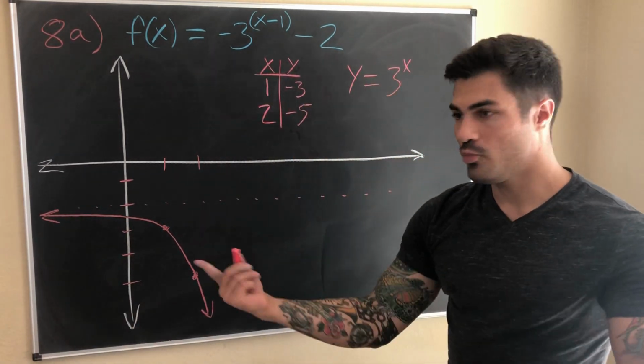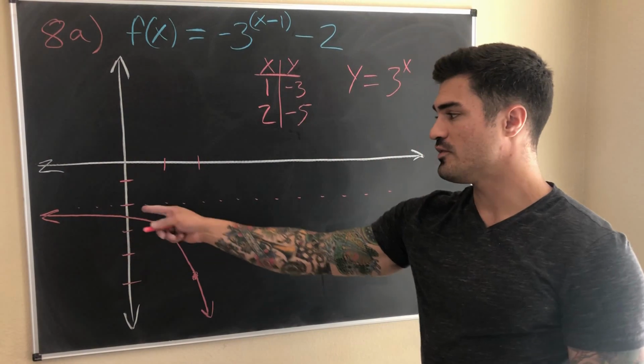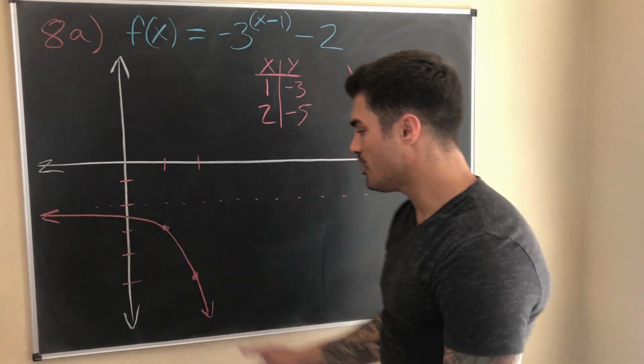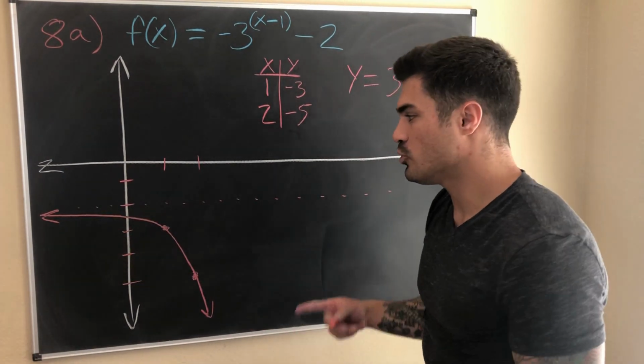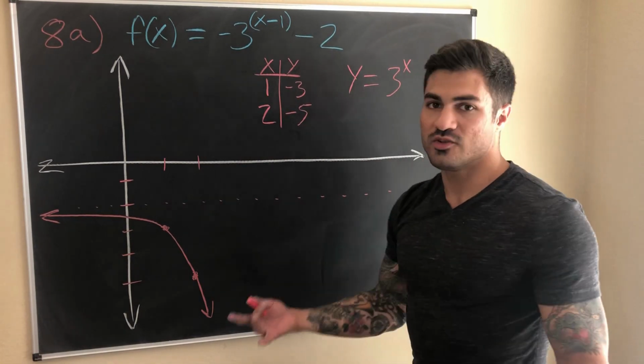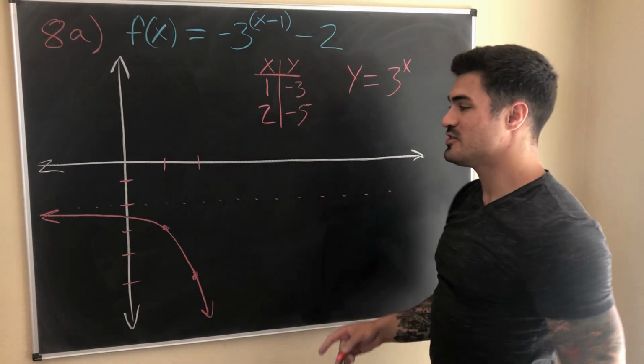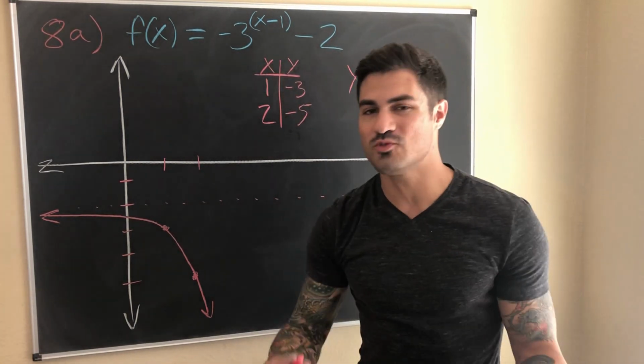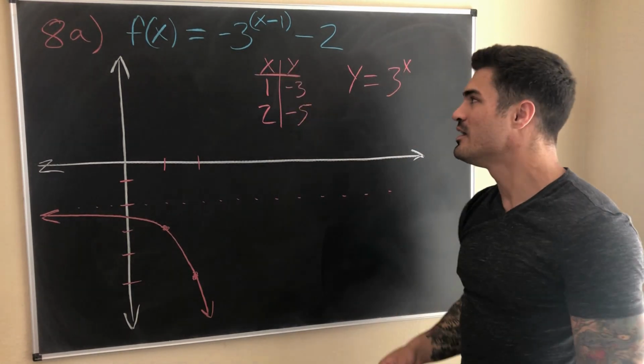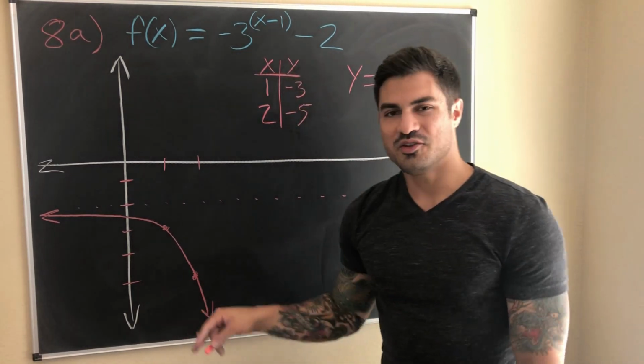If you wanted to get more points, you could. You could plug in 0 and find out exactly what that point is. You can plug in other points if you want to be more accurate, more specific. But I think this is a pretty good sketch. So I've used a little bit of these transformations to get at least the asymptote and the domain and that sort of thing, and then I plotted some points to be a little more specific.